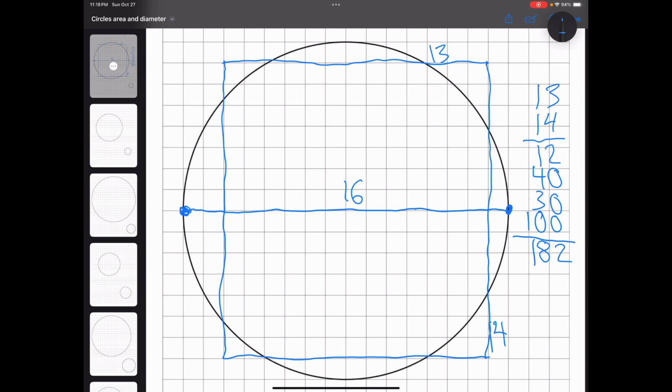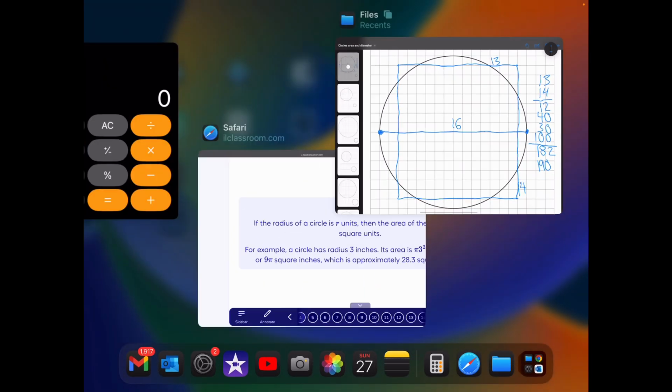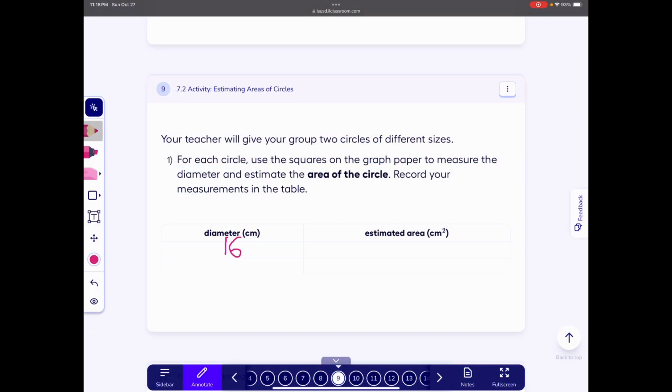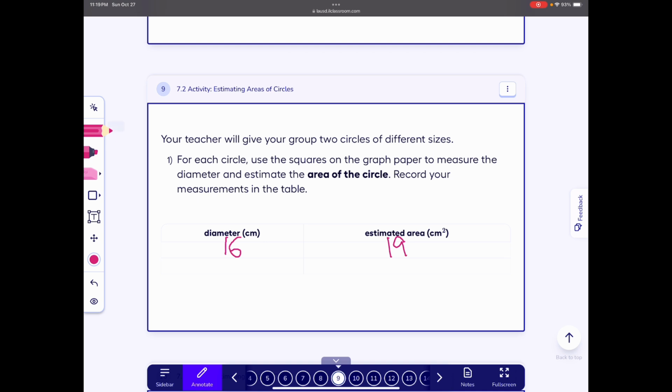Now we missed a few, I would say we missed more squares than we added, so maybe we can say the approximation is 190. And it's just an estimate. Now if we go back to our table and write the area as 190, okay, so now we need to do that with one more circle, and the good news is the second circle is a little bit smaller.